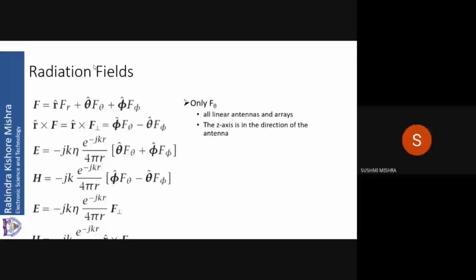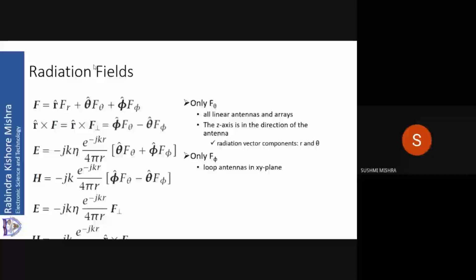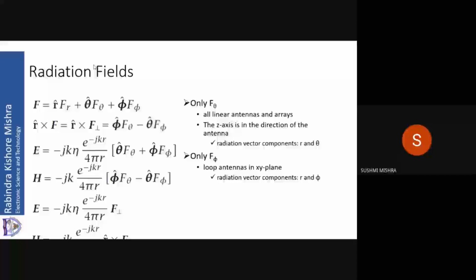Usually in those cases, we take Z axis in the direction of the antenna or in the direction of the source. So the radiation vector components are R and theta. R we are not interested in because that takes care of the amplitude. The variation is in theta. Similarly, only F phi, that we get for loop antennas in the XY plane or a microstrip antenna or various other antennas like that. The radiation vector components are R and phi. We are not interested in terms of R. We will consider only phi.